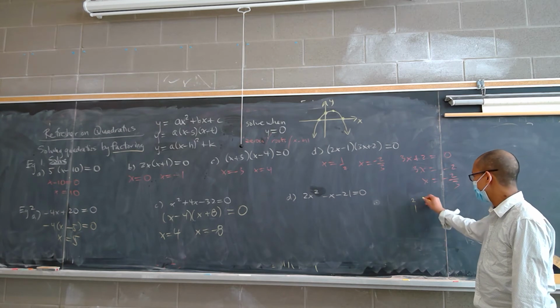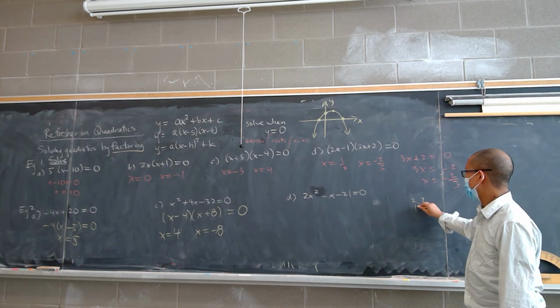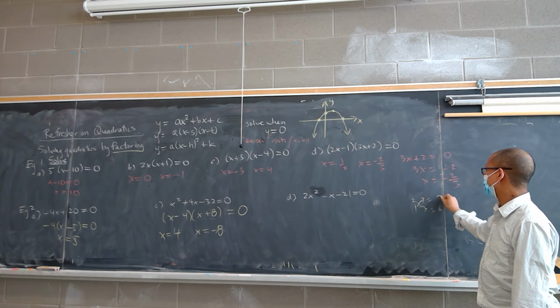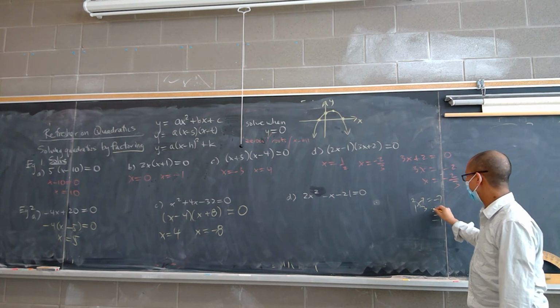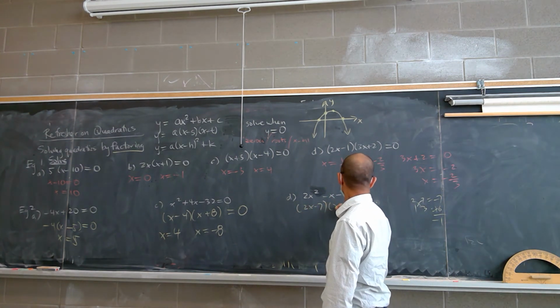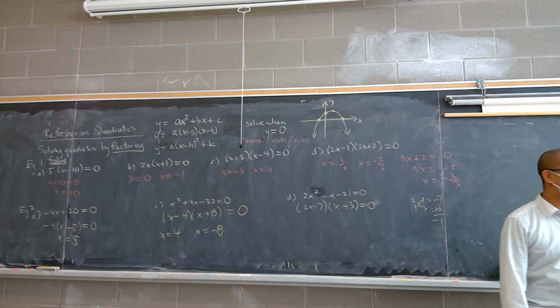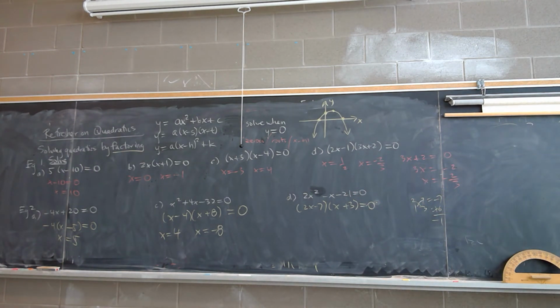7 and 3. That's it. 6 and 7, 8 and 1. So 2x minus 7 and x plus 3 equals 0. Let's have a little check. Did I factor that correctly? A little double check. Thank you. It's stressful. Everyone okay with that?